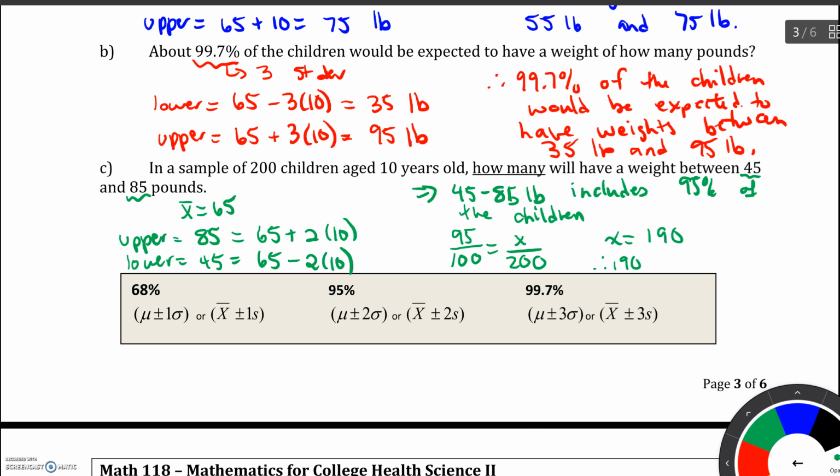Therefore, 190 children would be expected to have weights in that range.